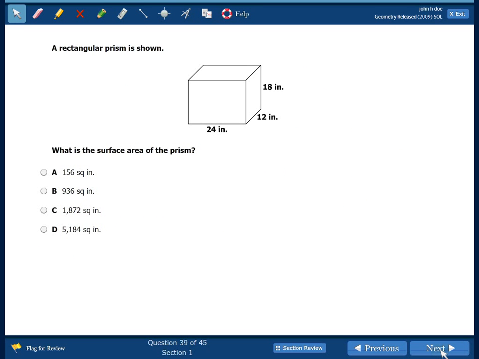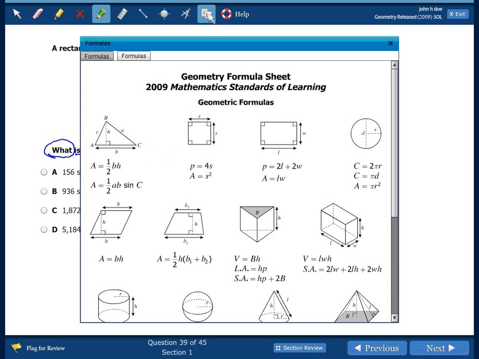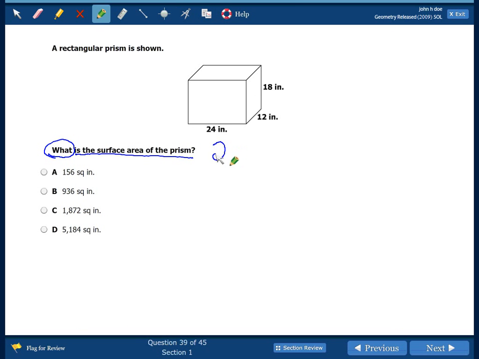So question 39: what is the surface area of the prism? So we get our formula sheet out, and we're looking for surface area this time. A couple other problems were volume. So it's 2LW plus 2LH plus 2WH. So L, W, and H. What are these three things equal to?